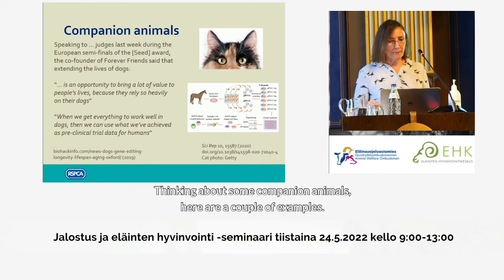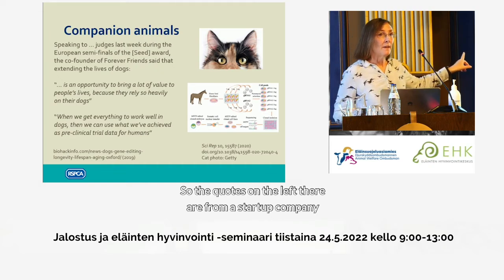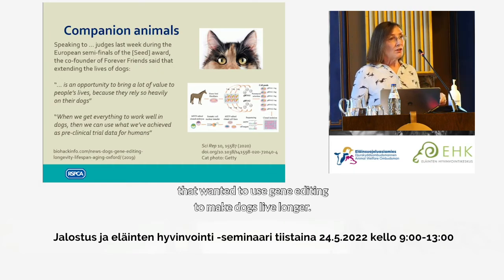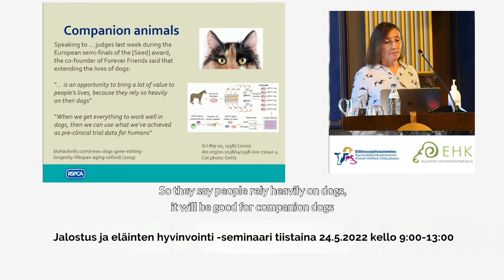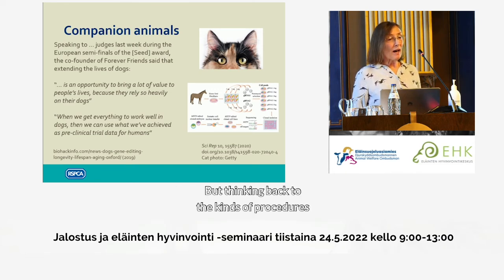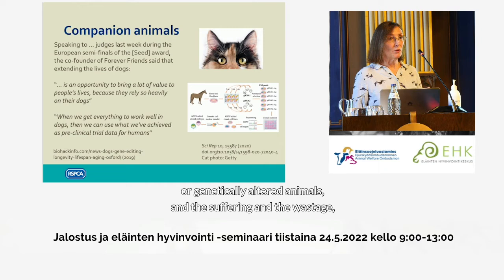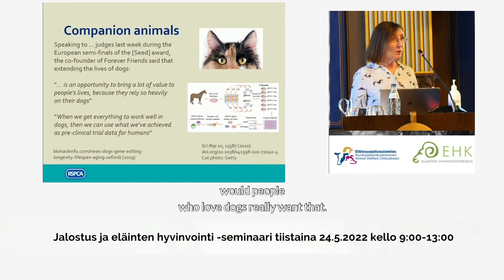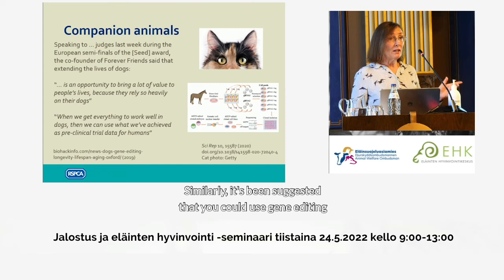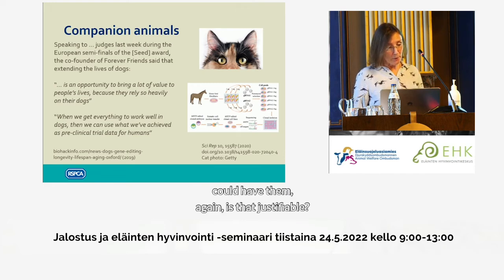Thinking about companion animals, here are a couple of examples. The quotes on the left there are from a startup company that wanted to use gene editing to make dogs live longer. So they say people rely heavily on dogs. It would be good for companion dogs. It would be good for working dogs. But thinking back to the kinds of procedures that are done in order to generate gene-edited or genetically altered animals and the suffering and the wastage, would people who love dogs really want that? Similarly, it's been suggested that you could use gene editing to make cats hypoallergenic, so people with cat allergies could have them. Again, is that justifiable?